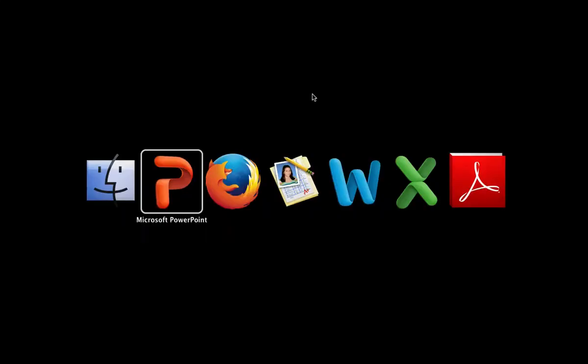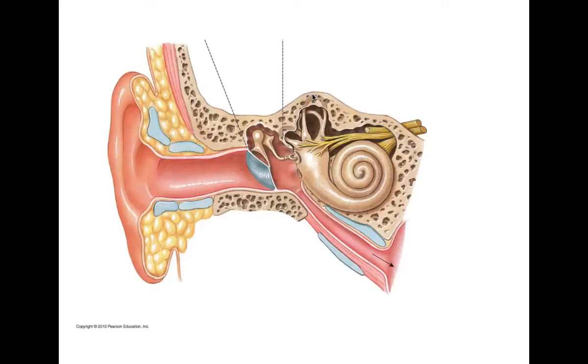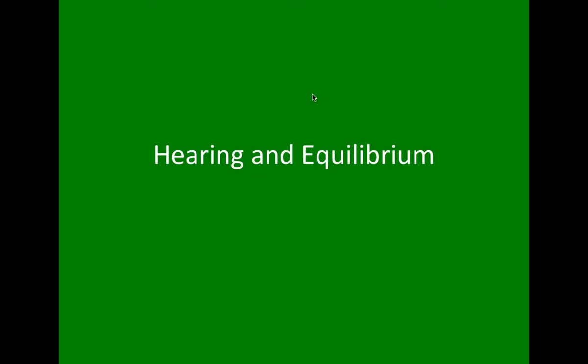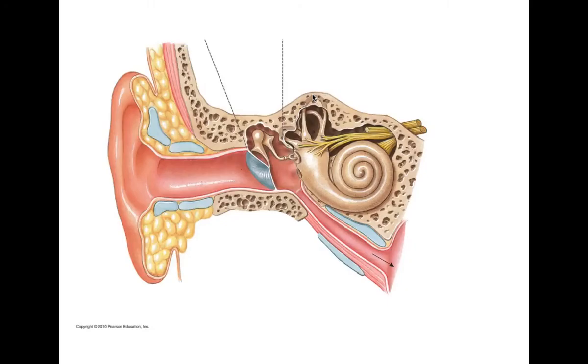Okay, so the last sense that we are going to look at is our hearing and our equilibrium. And this last specialized sense is controlled by a specific organ. So just like what we did with the last senses, we will actually start off with our diagram.